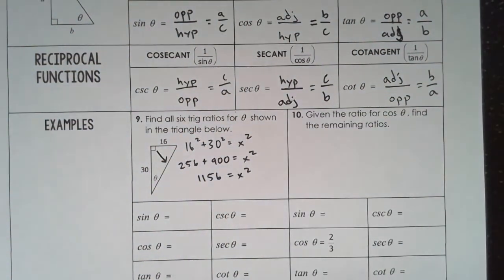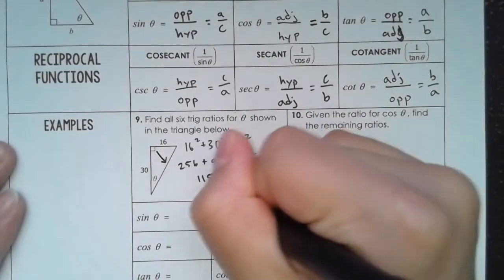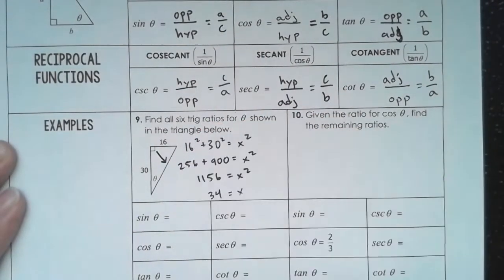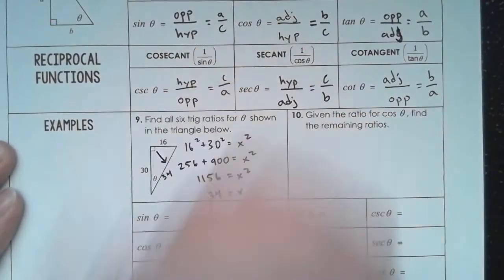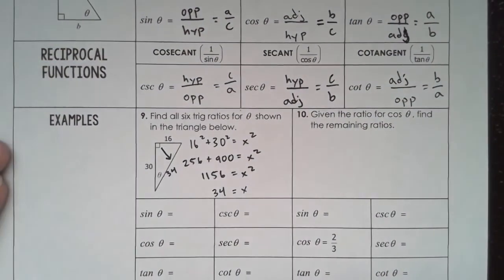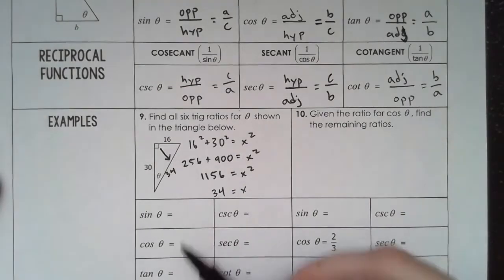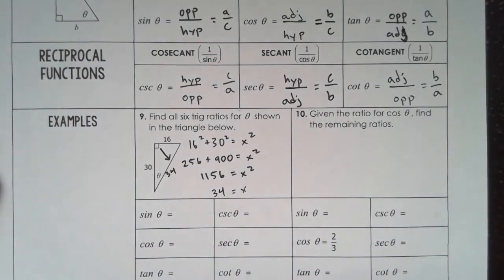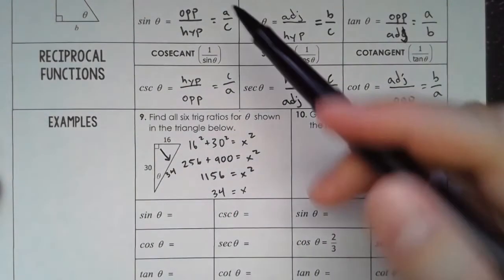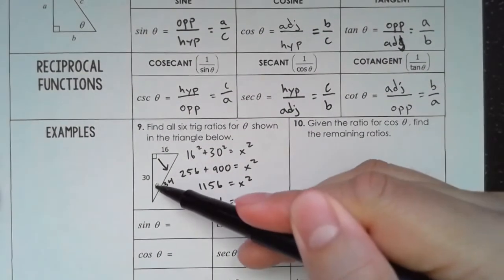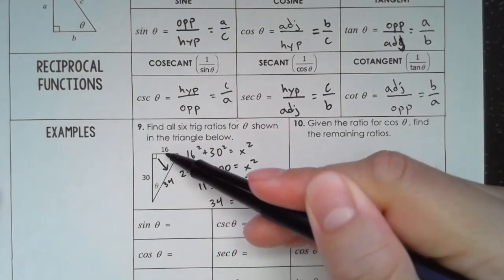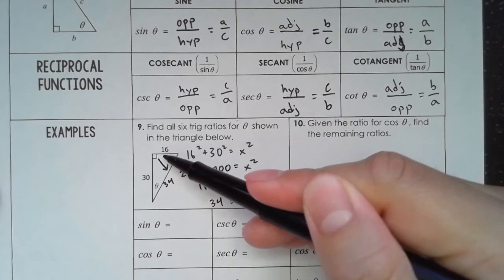I believe 1156 is a perfect square, and it is. You get x is equal to 34. So then this side here is 34. Let's go ahead and label the 6 trig ratios here. Sine, again, is opposite over hypotenuse. Here's theta, so I get 16 over 34.